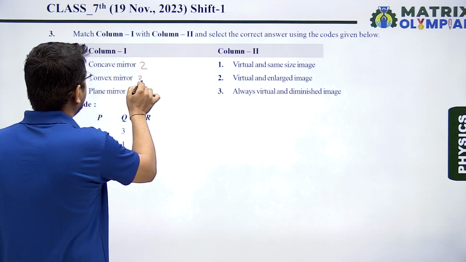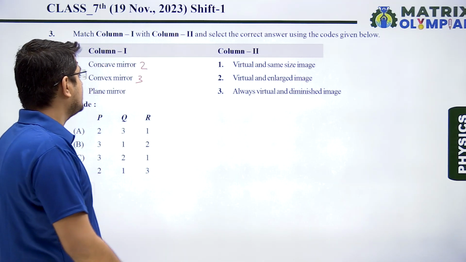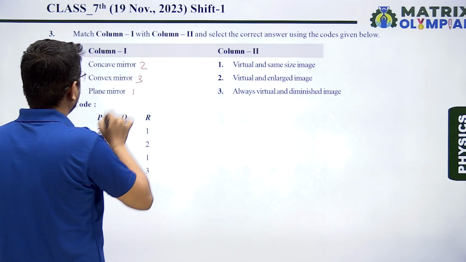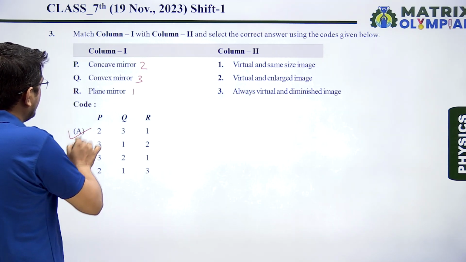That means 3. Plane mirror, as we know that plane mirror also form virtual image, but the size is same as of object. So for this R I will write 1. So correct code is 231. That means option A is our correct answer.